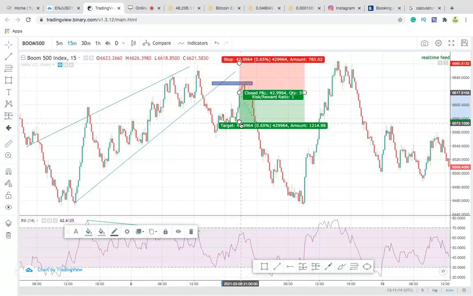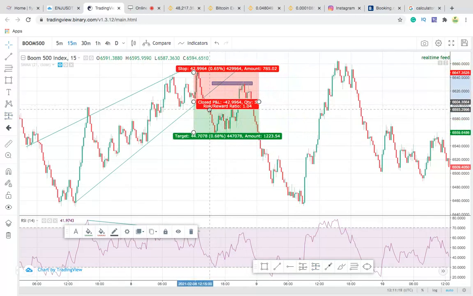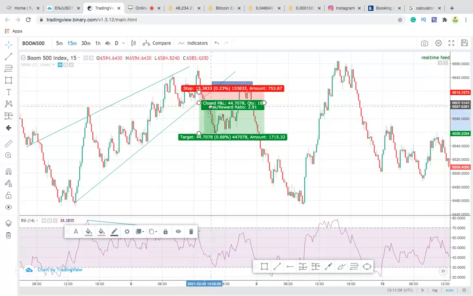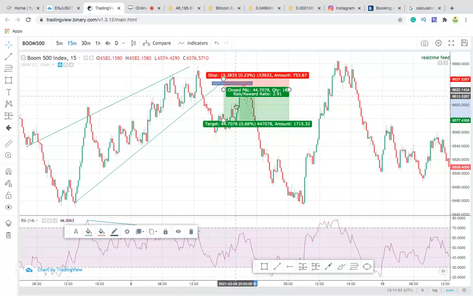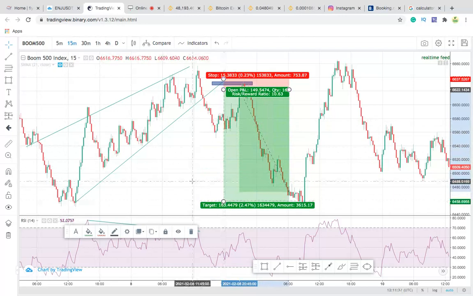Or you can even trade the breakout immediately the market breaks out from the channel, with your stop loss inside the channel, and then take profit. You determine your take profit by yourself. As you can see, after retesting the trend line, the market still went all the way down.